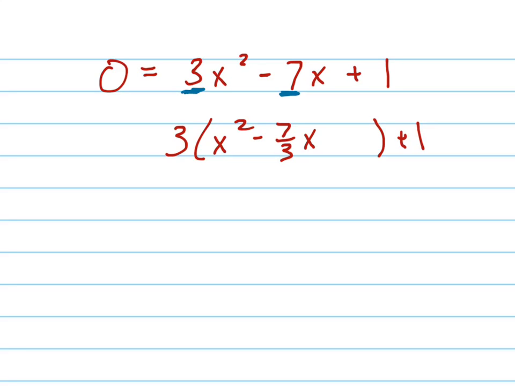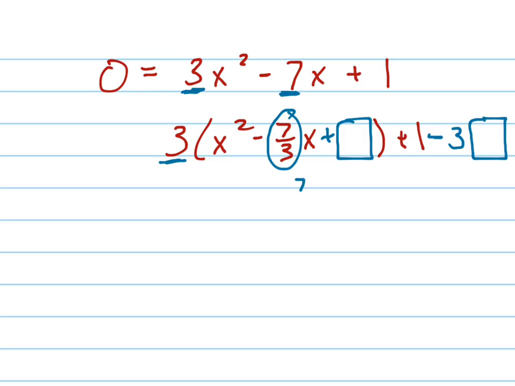Notice that factoring out a 3 from 7 gives me 7/3. Now I'm going to add something and subtract 3 times that from the outside because I have the 3 here. And that's going to be half of this squared, which is negative 7/6 squared. And so that's going to be 49 over 36. That's 7/6 squared, or negative 7/6 squared.